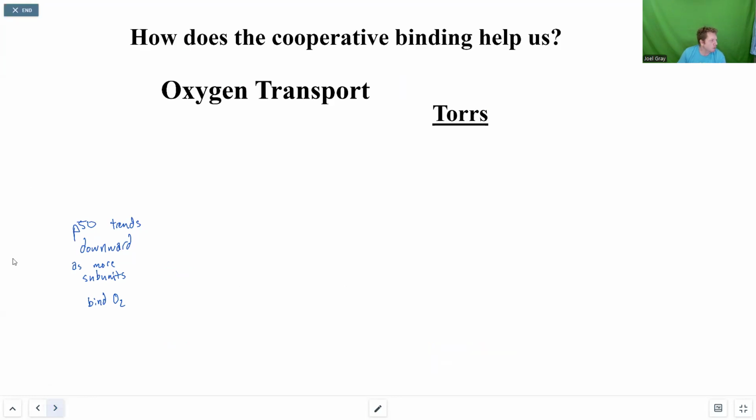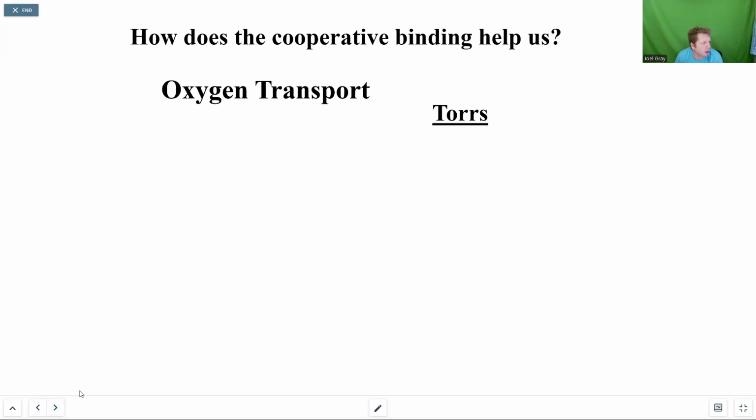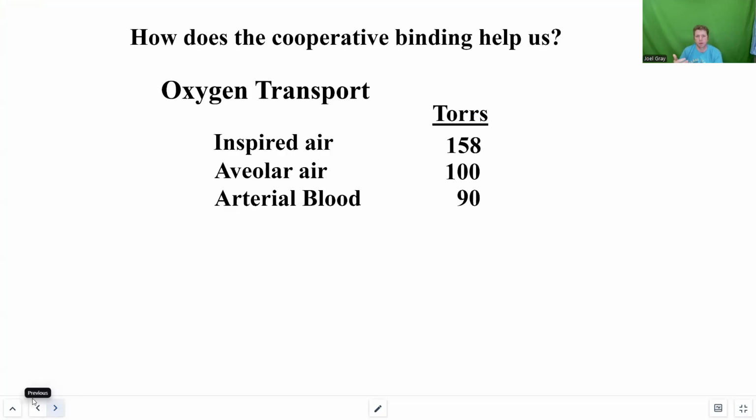Now, clear all that. How does this positive cooperativity binding take place? So when we think about oxygen transport, our oxygen concentration, or our partial pressure of O2, is going to be the highest in the air that we inspire. So if we have a PO2, or the partial pressure of oxygen in the air that we intake, it's got a concentration, or a PO2, of approximately 158 torr.